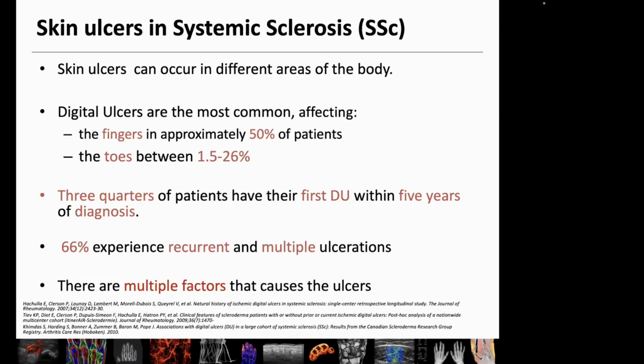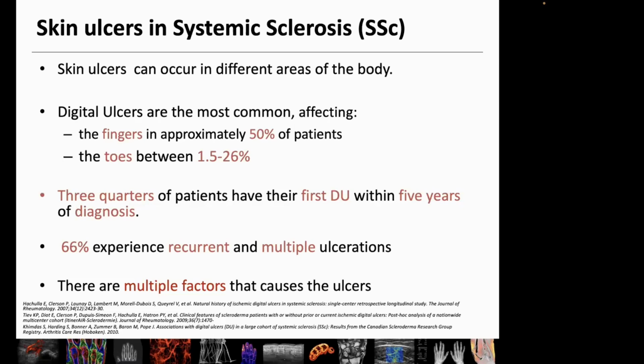Digital ulcers tend to happen mainly on the fingers. Around 50% of patients develop digital ulcers on the fingers, and they also occur on the toes, but there is a variation. It's been reported between 1.5 to 26%. So it's less common on the toes, but it's still happening. Around three quarters of patients will develop a DU in the first 5 years of the disease or diagnosis. Ulcers tend to reoccur in around 66% of patients, but it doesn't mean that they have to.